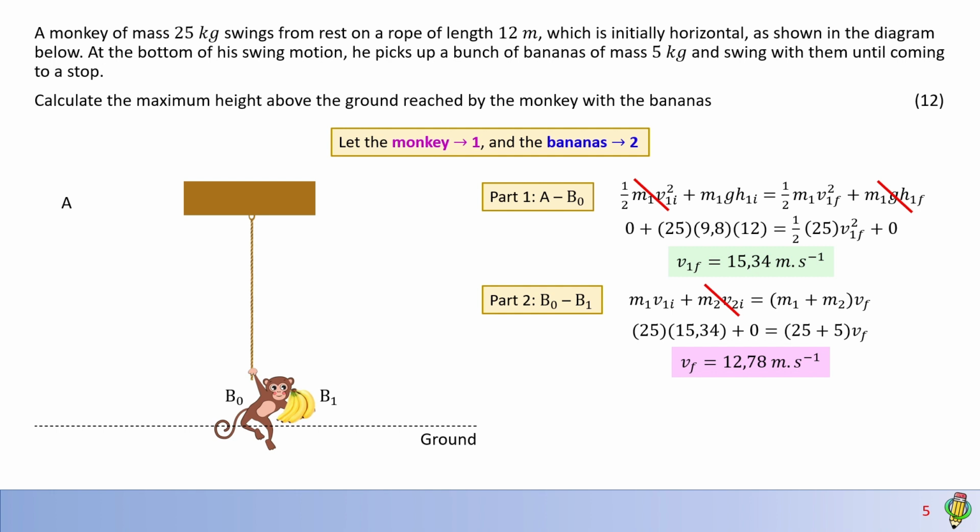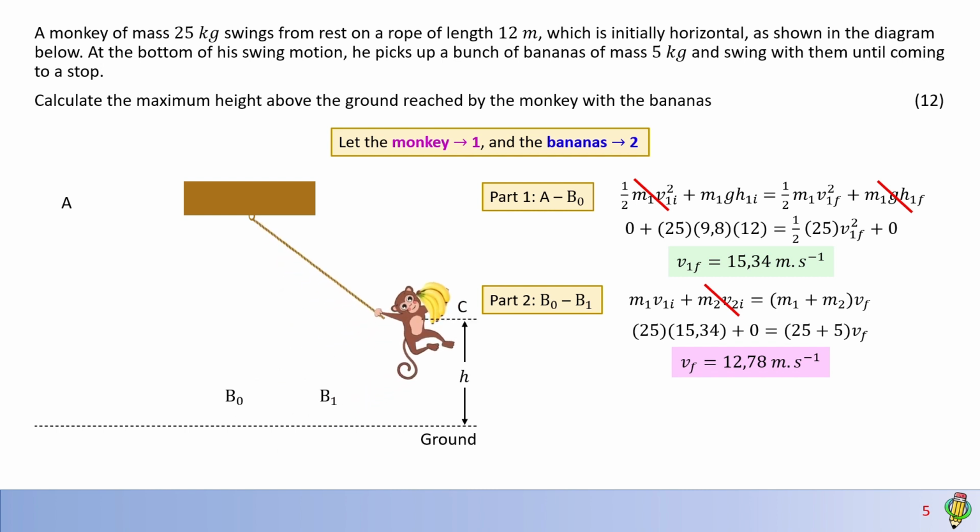Let's look at the final motion of the monkey with the bananas. This brings us to point C, which is at a height of h above the ground. So for part 3 from B1 to C, we see that again mechanical energy is conserved. So we write the conservation of mechanical energy equation, which says the initial kinetic energy of the monkey with the bananas plus the initial potential energy of the monkey with the bananas is equal to their final mechanical energy. So now we consider the monkey with his bananas. I think that will make him happy.